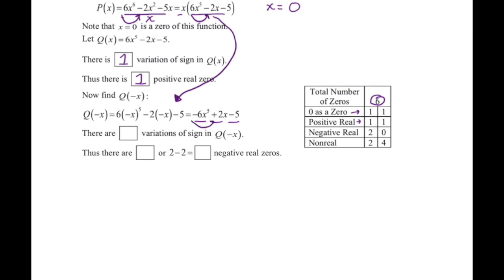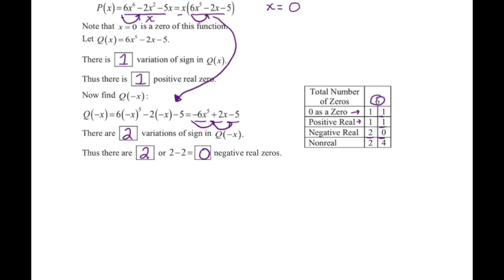So we have 1 change, 2 changes. So it varies twice. Or subtract multiple of 2 or 0. So we could have 2 or 0. 0 as a 0 is still the same, and we would still have 1 positive because that's our only option. We cannot subtract 2 from 1, a multiple, we would go into the negative. So we'll just keep it the same.